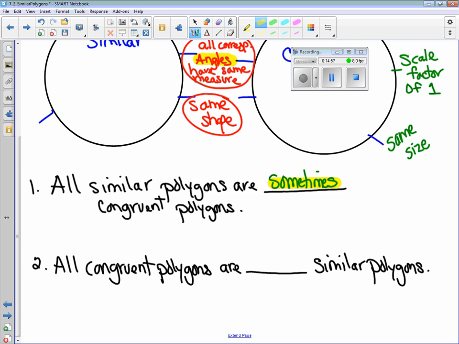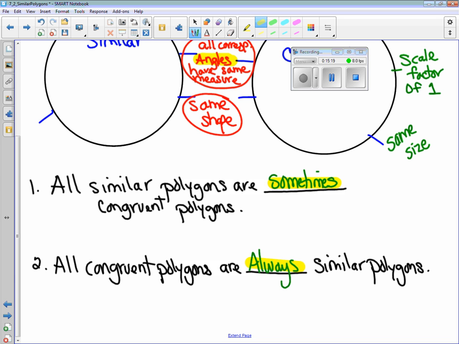How about the second one? All congruent polygons are sometimes, always, or never similar polygons. What do you think, Sophia? Nope, I disagree. What do you think, Jesse? It is always. Congruent polygons are always similar.